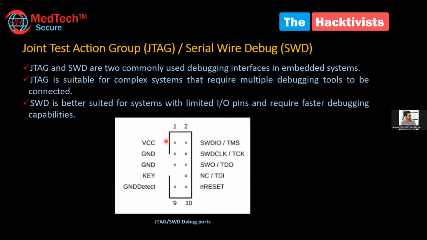Another protocol is mainly used for debugging. If the previous one was used for communication between devices, this one is mainly for debugging the device. For debugging, we can generally have two protocols: one is JTAG and the other is SWD. Both are debugging protocols with some differences.